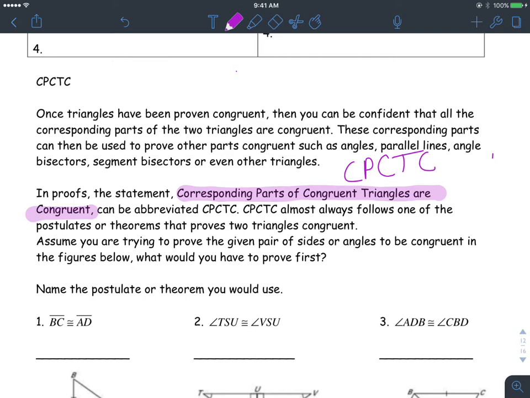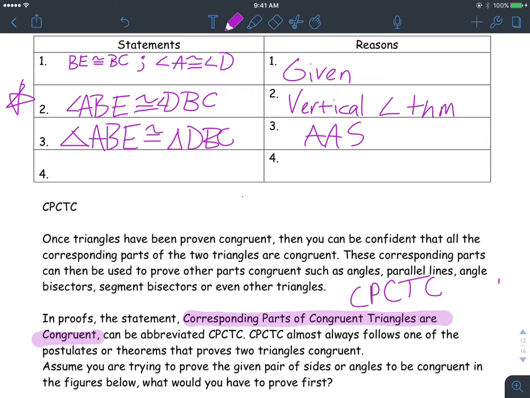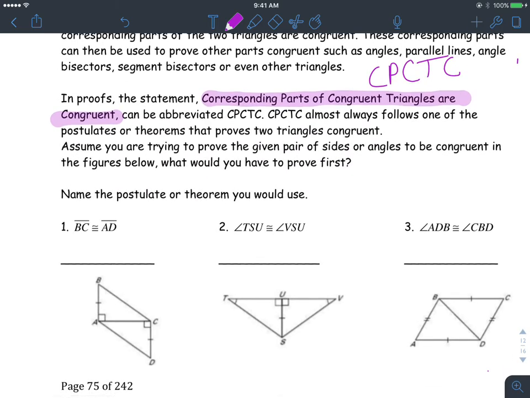CPCTC almost always follows one of the postulates or theorems that proves 2 triangles are congruent. So for example, if I put that the 2 triangles are congruent because of angle, angle, side, like in the previous example, then I can talk about the leftover stuff being congruent because of CPCTC, or corresponding parts of congruent triangles are congruent. That's essentially what that means. Assume you're trying to prove that a given pair of sides or angles are congruent in the figures below. What would you have to prove first?